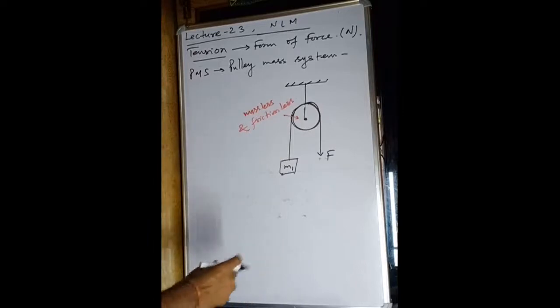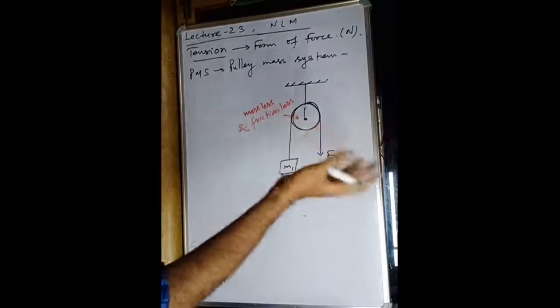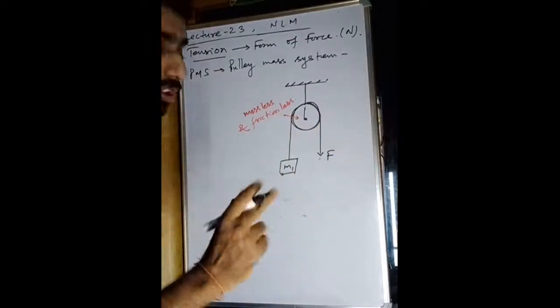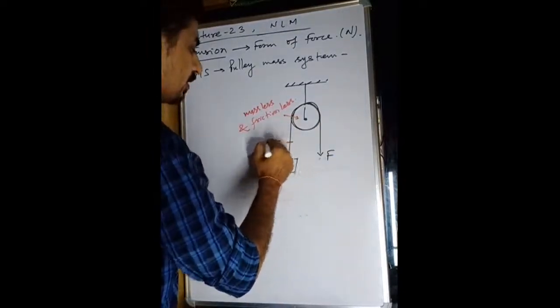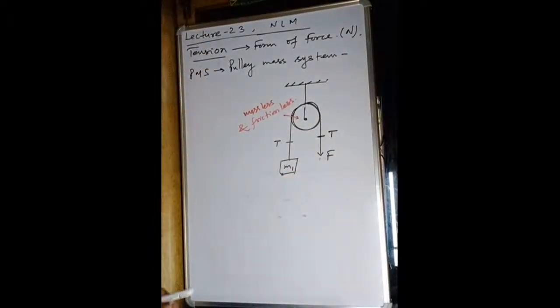Then in this case, remember the tension over the string, on both sides of the pulley, will be the same. Here the tension is T, and here the tension will also be T.